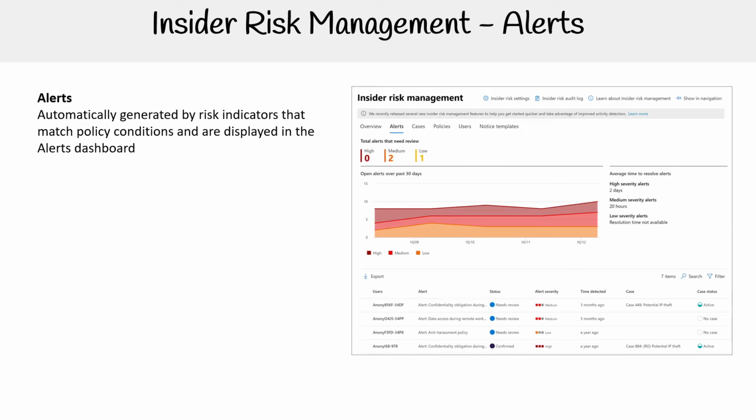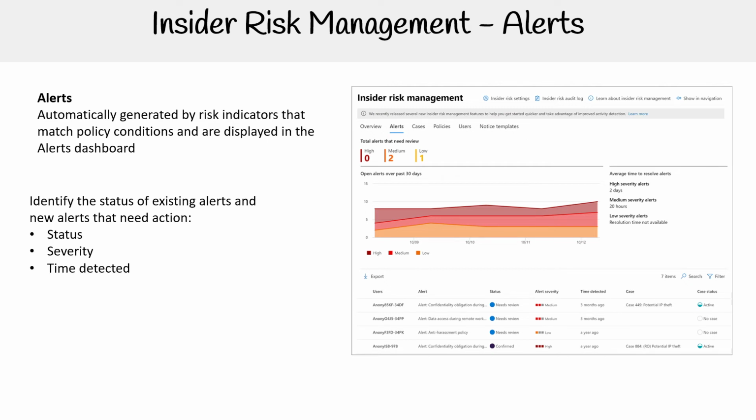So alerts are automatically generated by risk indicators that match policy conditions and are displayed in the alerts dashboard. And so we can identify the status of existing alerts and new alerts that need action, such as status, severity, time detected, case, and case status. So down below, you'll see the status, the activity severity, the case that it's part of, the case status, all right, because these get grouped into cases, which we'll talk about here in a moment.